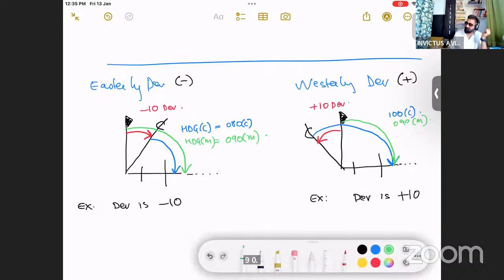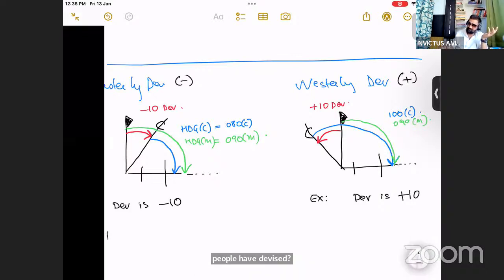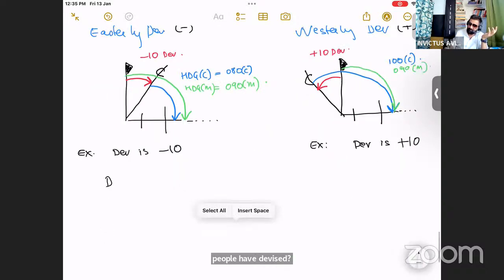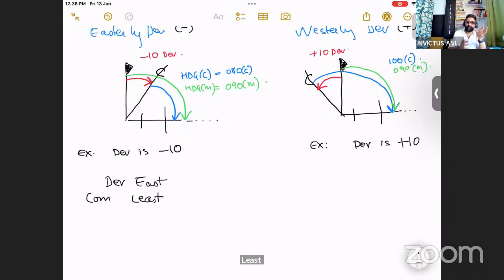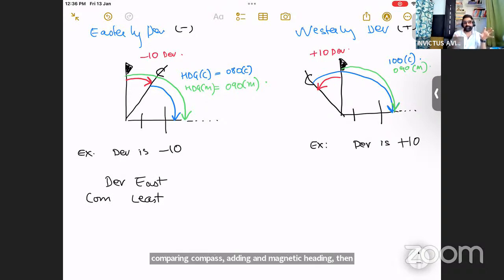So what makes it easier for the students to memorize or directly calculate are a couple of rhyme schemes that people have devised. The rhyme schemes are like this. Deviation east, compass least. It means if deviation is east, and when you're comparing compass heading and magnetic heading, then the compass heading will be lesser than the magnetic heading by the value of deviation.